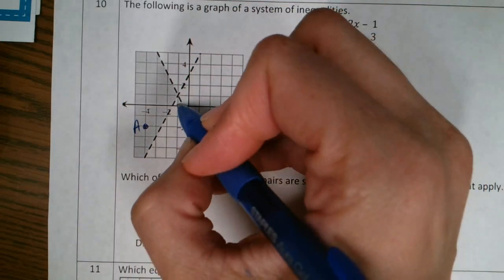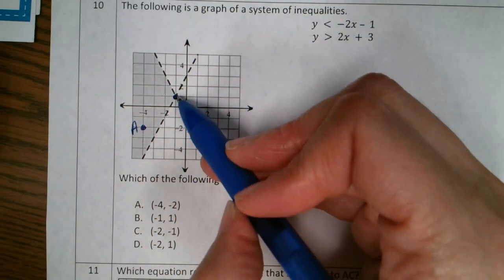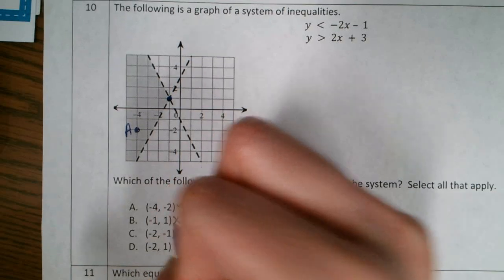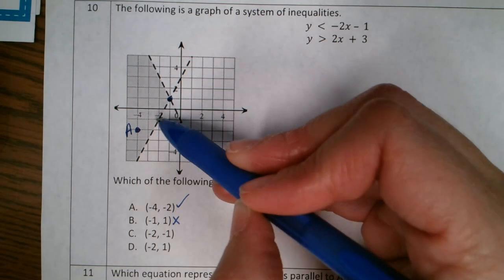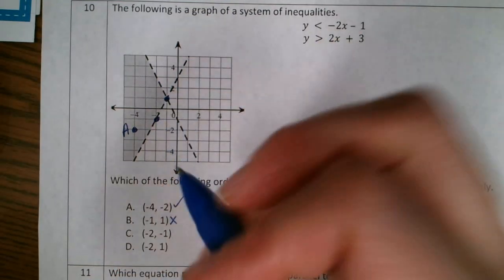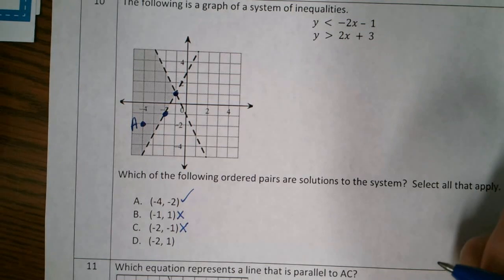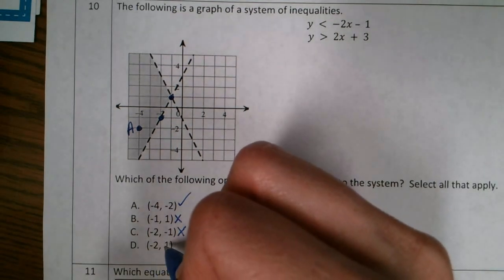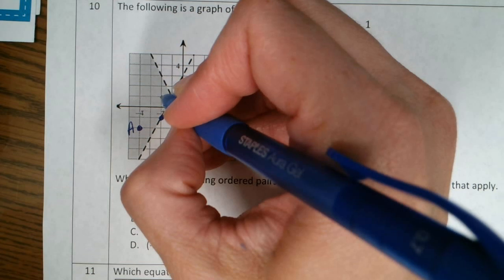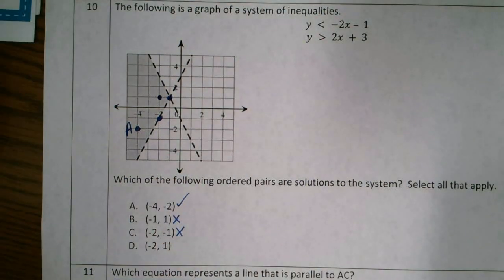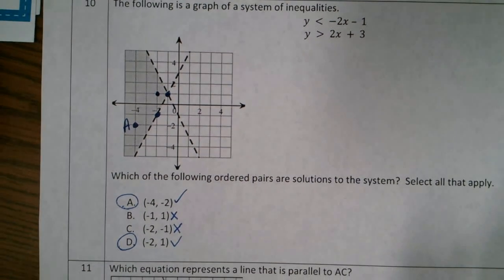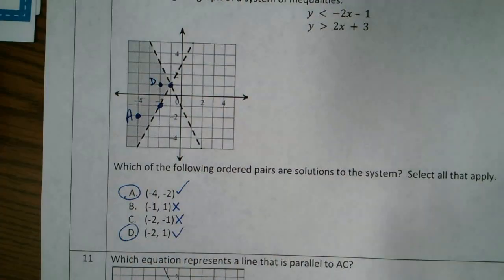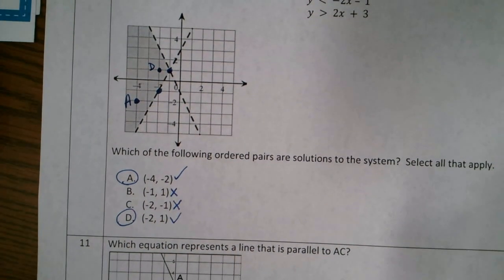If I plot (-1, 1), it's right here on the dotted line. So that's not a solution because dotted means it's not included. If I plot (-2, -1), again that's on the dotted line, so it's not included. And then if I plot (-2, +1), I get a solution in the shaded area. So I have two solutions that work for this inequality. This was B.